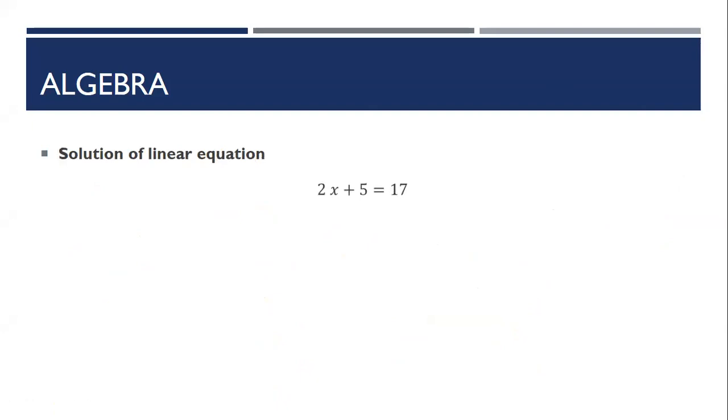Okay, this is the third thing we are talking about under algebra. So here, solution of the linear equation. So here they are giving us a linear equation. In a linear equation there can be x and y unknown numbers, but their power is only 1. So that we tell as a linear equation.